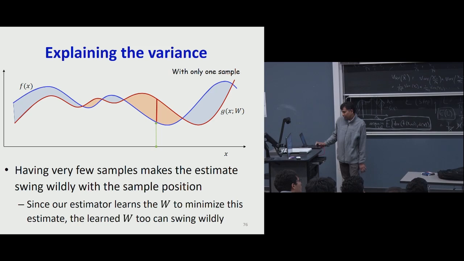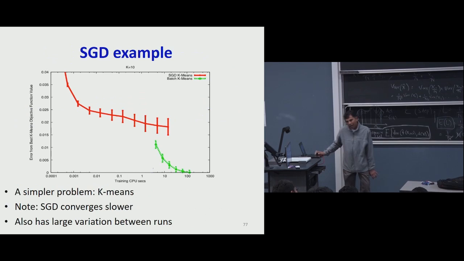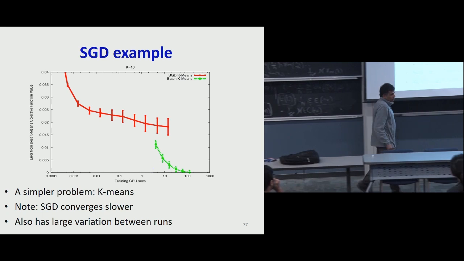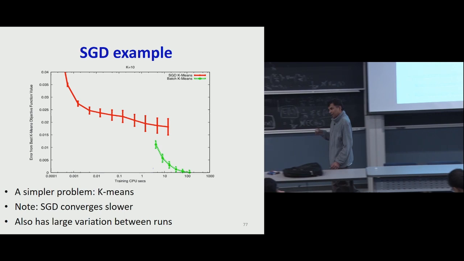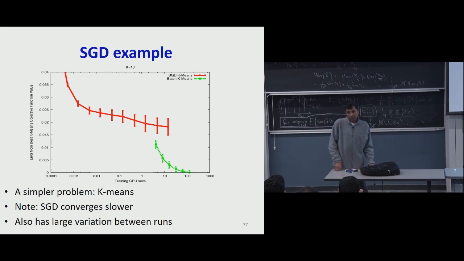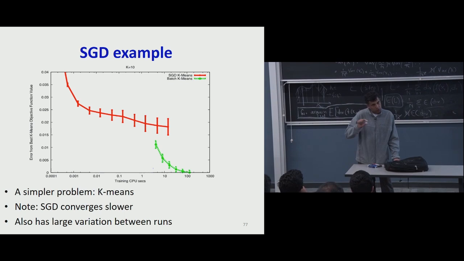So as a result, when you have only one sampling point, when you're sampling the function at only one point, your idea of the actual error can swing extremely wildly. The variance is very large. And that sort of explains what's happening over here. When you're performing SGD, across different runs you get different solutions, and those solutions can vary quite wildly. Whereas with batch gradient, those solutions are going to have much smaller variation, right?